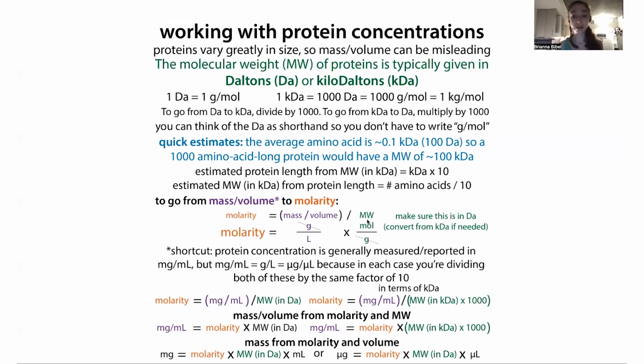And so remember that you can do that by just, in this case, dividing this whole thing by 1,000, or multiplying your molecular weight by 1,000. But since you're dividing by it, it's like you're dividing this whole thing by 1,000. But there's a shortcut. Often the mass per volume is in mgs per mil, and you might say, okay, now I've got to convert my mgs to grams and my mils to liters.